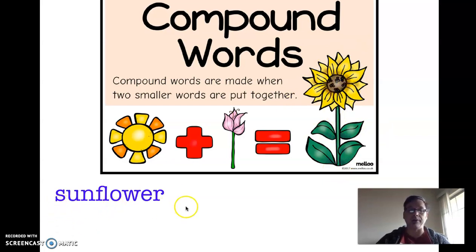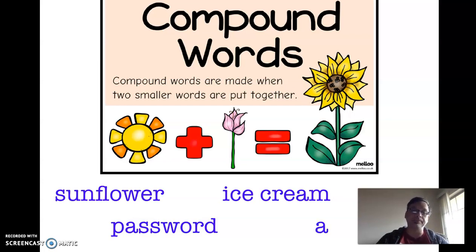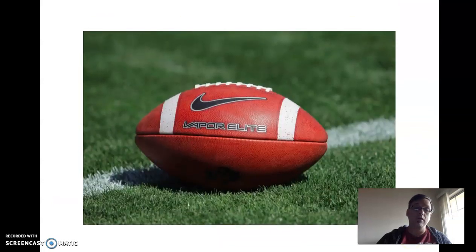So sunflower. Some other examples, password. Your computer needs a password. Ice cream, right? In the summer, people like to eat ice cream. Airplane. Whenever we're allowed to leave again, you might go on vacation, you might take an airplane. Okay, these are all compound words. Sun and flower, pass and word, ice and cream, air and plane.